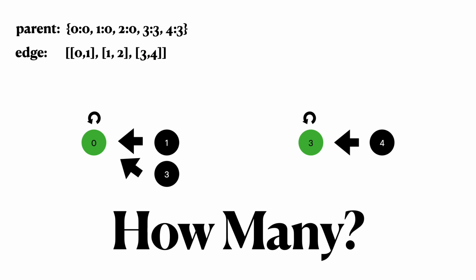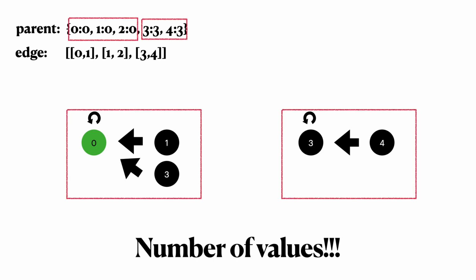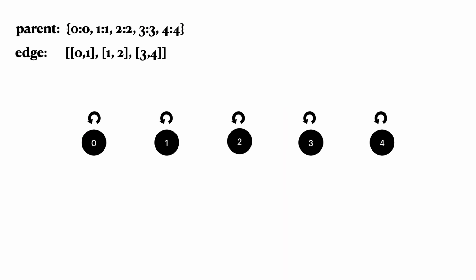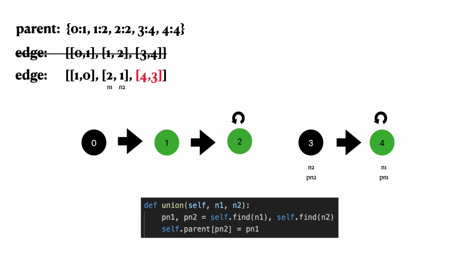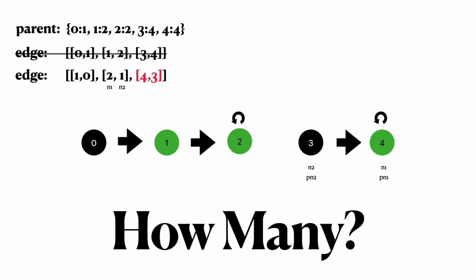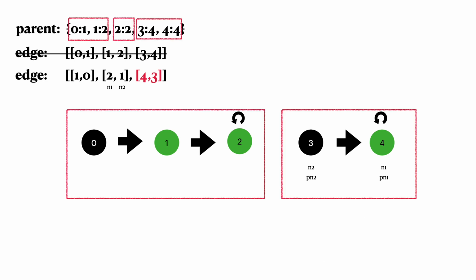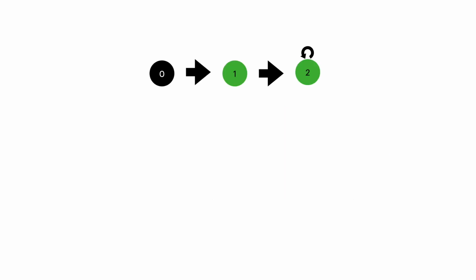How many disjoint sets? 2. It's equal to the number of values. Now let's do one more test. I will flip each edge. First union looks like this. Union again. Union again. How many disjoint sets? Even if it's 2, there are all 3 values.